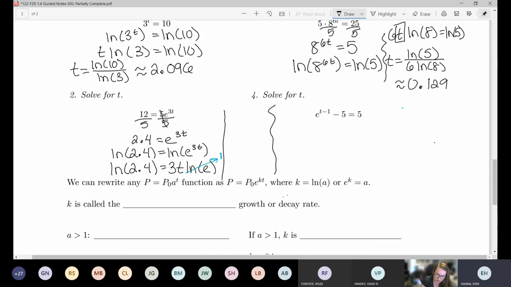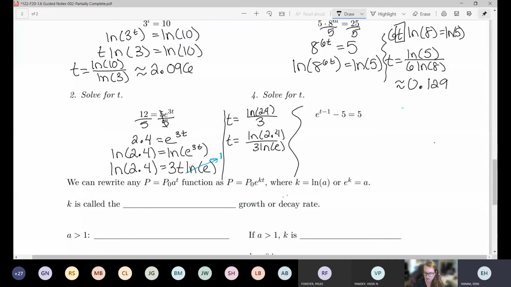But then to finish, we have to solve for t. So we'd want to divide by the 3. So we'd have that t equals the natural log of 2.4 divided by 3. Or again, if you had left the natural log of e, this would also be correct. It means the same thing.